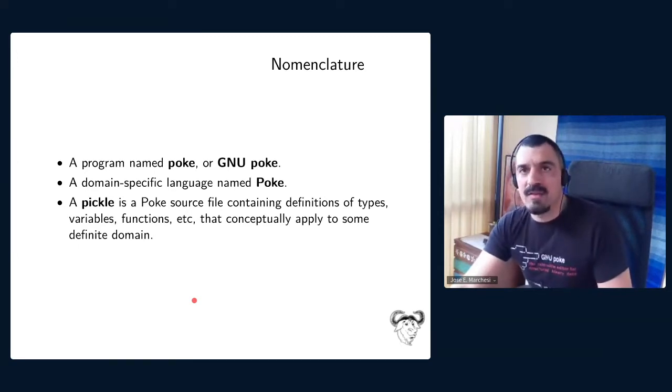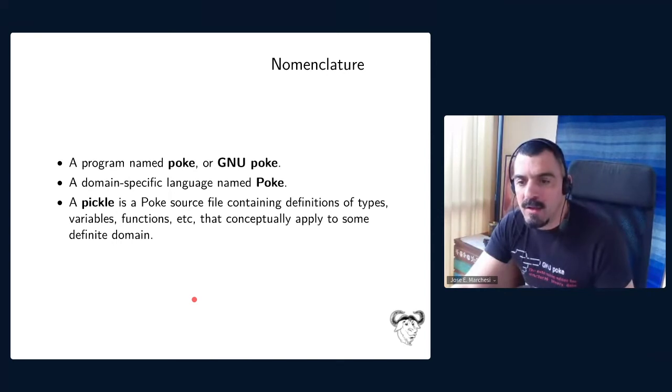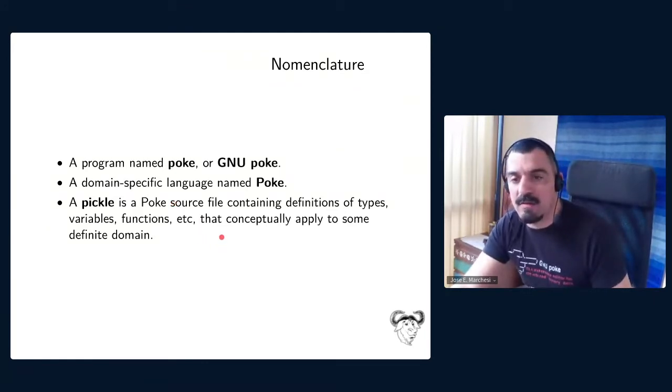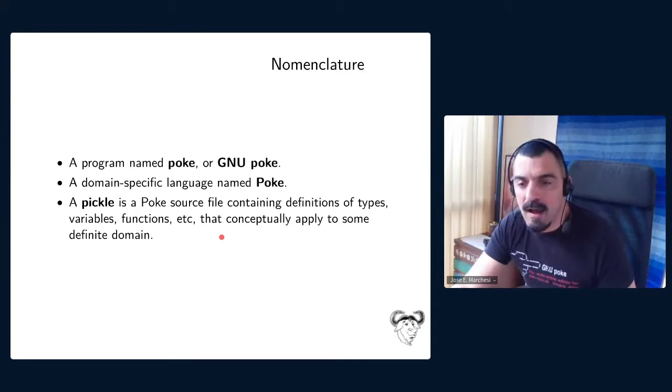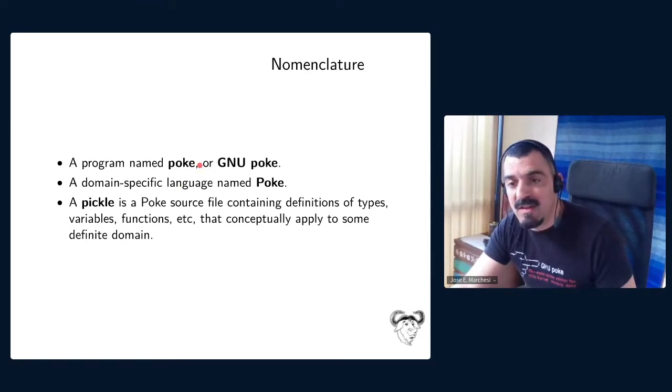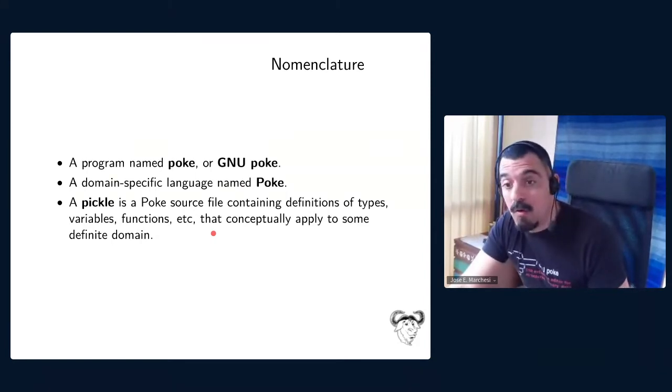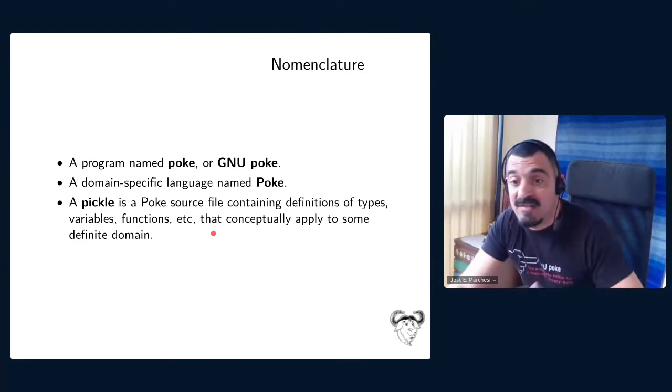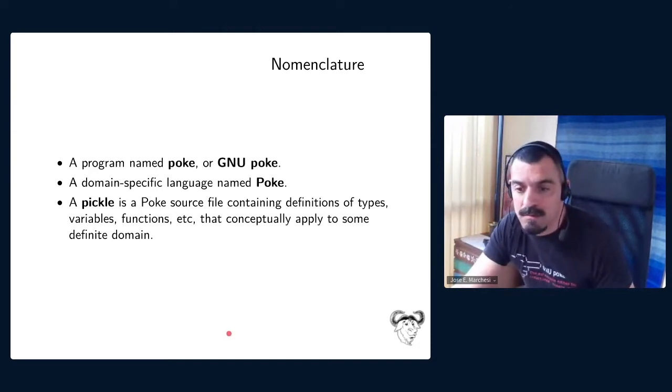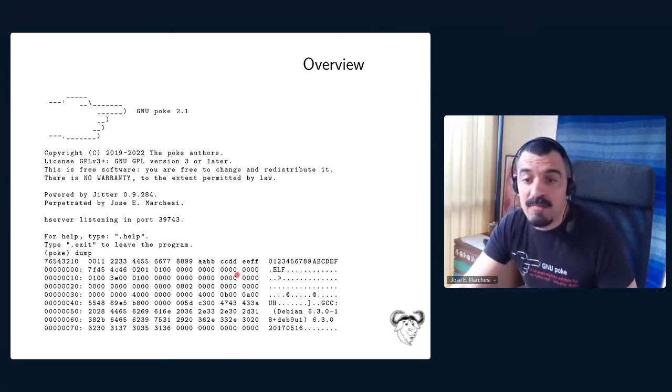Okay, so before we get into it very fast, GNU poke is the name of the program. poke with little p. And yes, this is a joke, because of the basic PEEK and POKE commands. But then you will see now that this program implements a domain-specific language. This domain-specific language is called Poke with big P. Since Poke with big P and poke with little p sound the same, this is sometimes confusing, but so you know. And then a pickle is basically a source file of Poke code that implements some particular domain. Very often a file format, or it contains utilities to do certain things like diffing utilities, diff.pk or so. Okay, so let me show you the program.